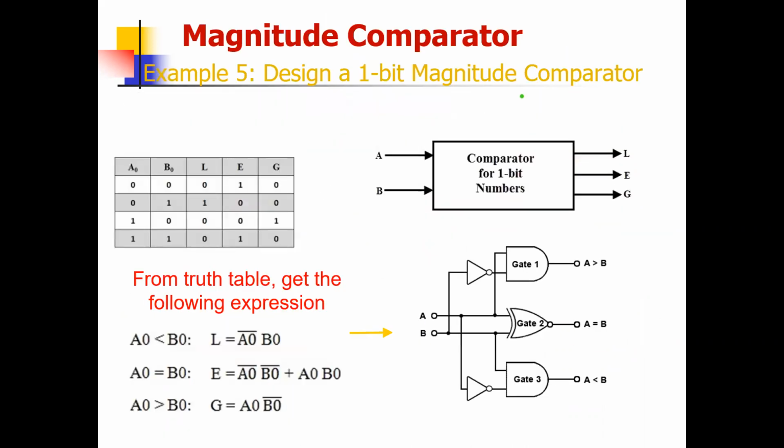Now, design a 1-bit magnitude comparator. So a 1-bit magnitude comparator means you are going to design a comparator circuit. 1 bit means, if you want to compare, how many things do you need? At least, minimum requirement, 2 things. So how many variables do you want then? 2 variables. At least you should have 2 variables, variable A and variable B.